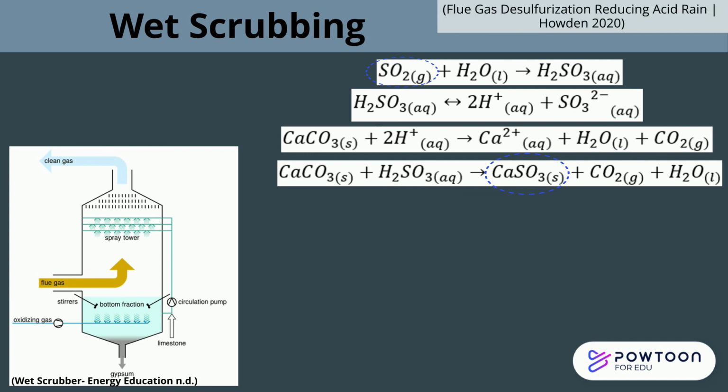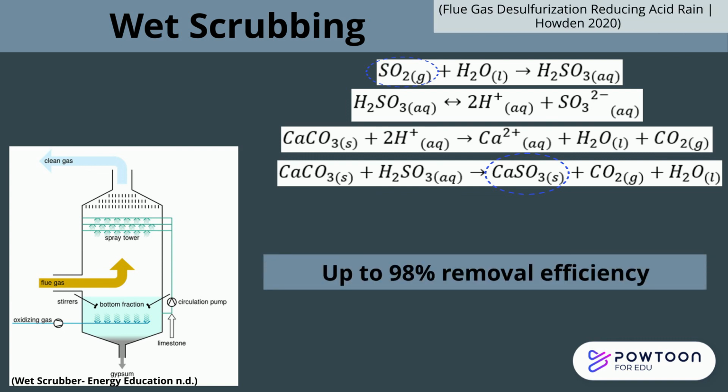Finally, this resulted in the beneficial consequence of sulfur removal efficiencies of up to 98%, allowing the limitation of fossil fuel power plants to be mitigated through the application of wet scrubbing.